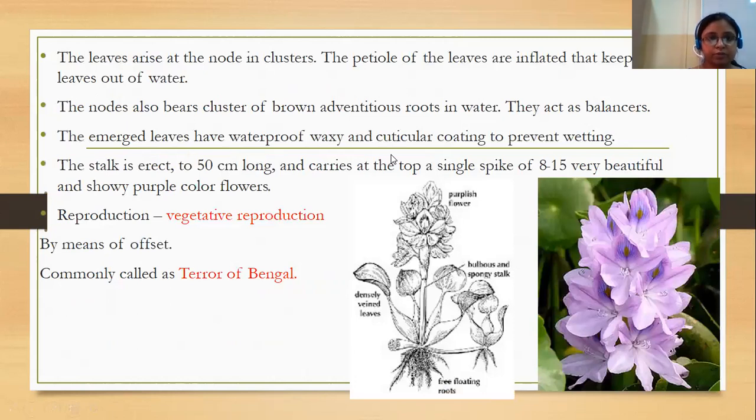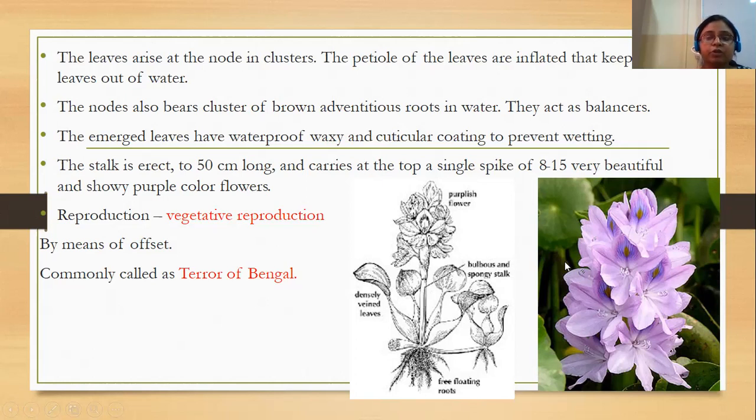Now here you can see how these leaves are arranged. Now the stalk. This is the stalk. First of all, it is bulbous. It is a spongy stalk, and it is about 50 centimeter long. And at the top of it, it bears a single spike of 8 to 15 very beautiful showy purple color flowers. Here you can see how the beautiful flowers are present in a group, and this group we call a spike. And this spike can contain around 8 to 15 flowers.